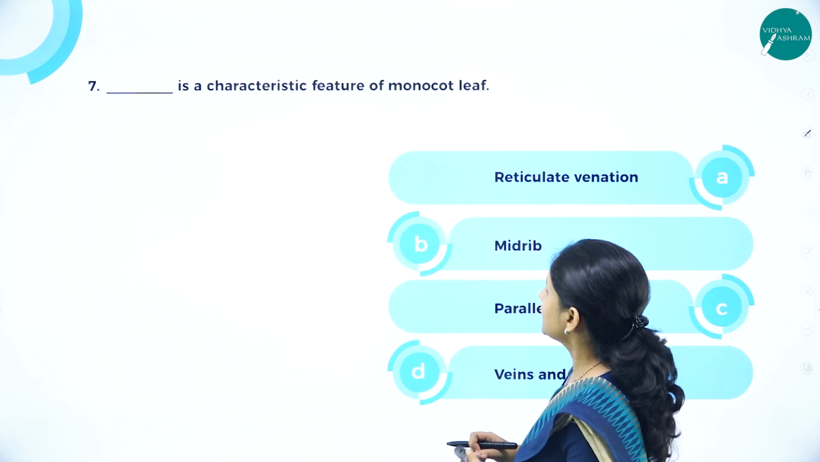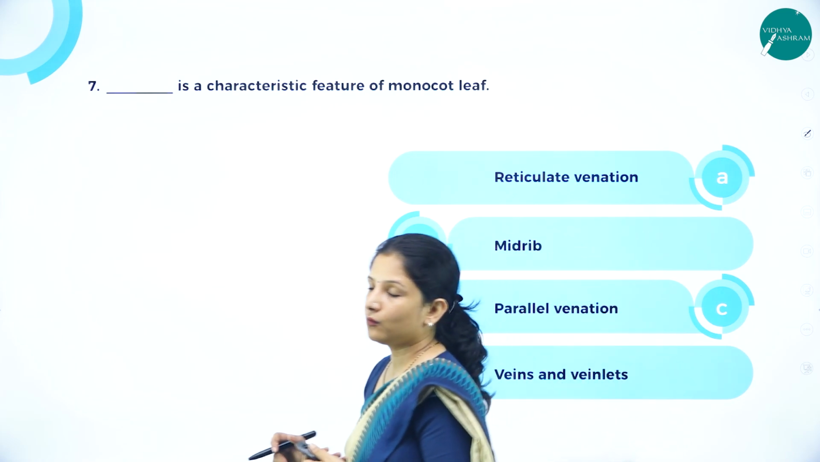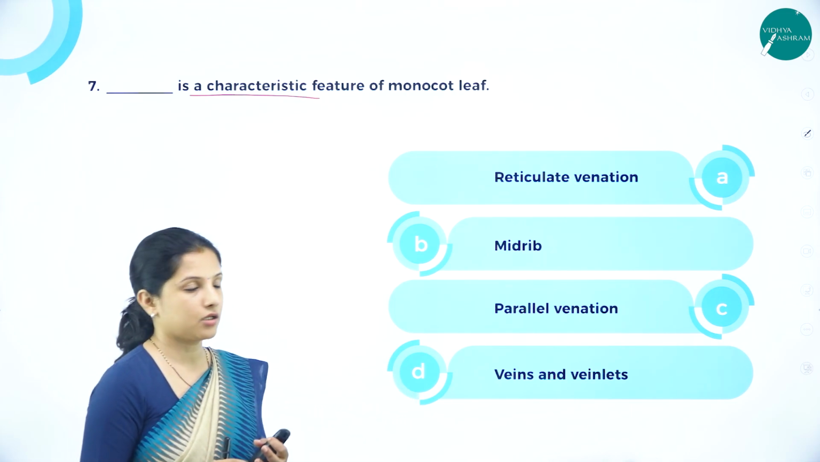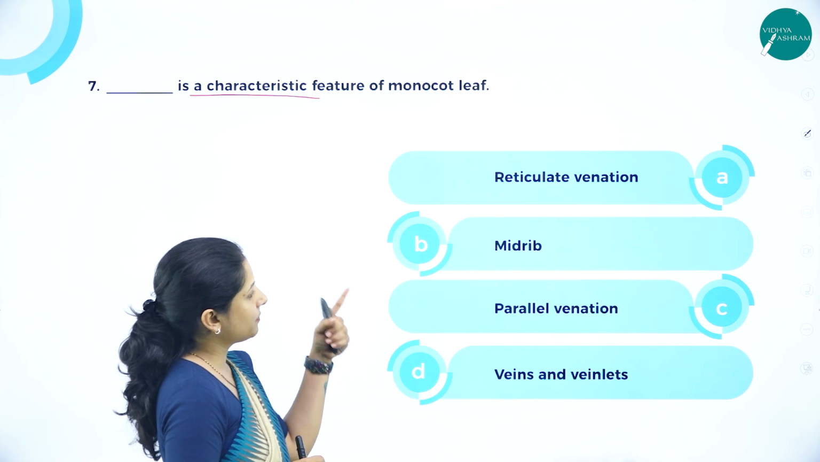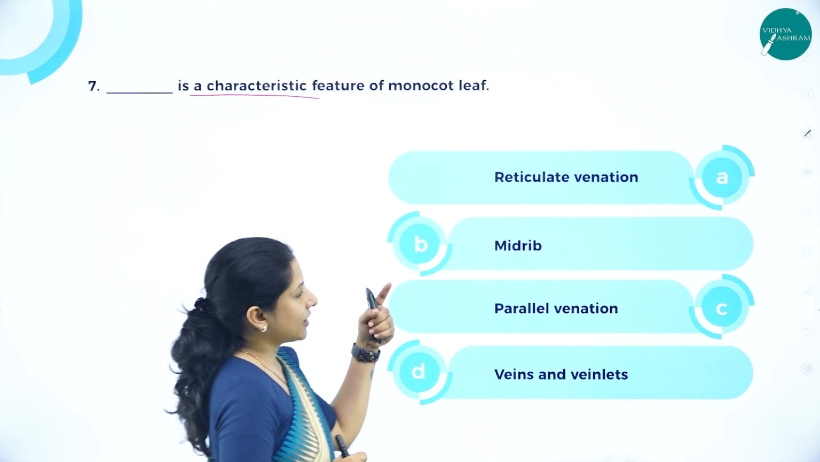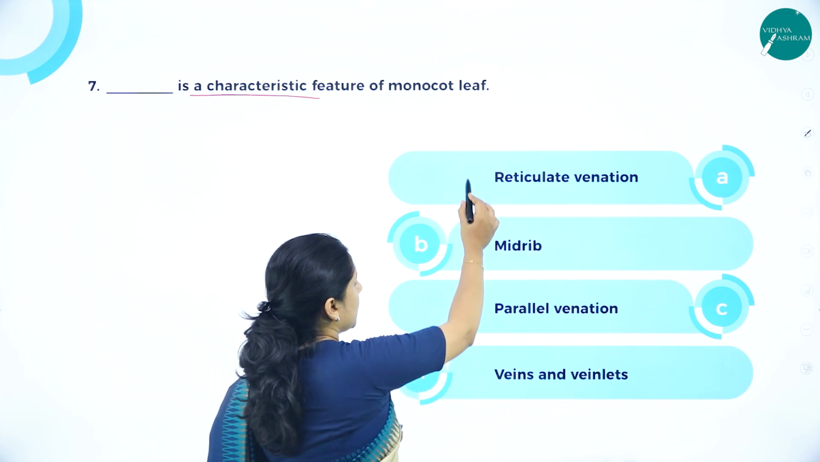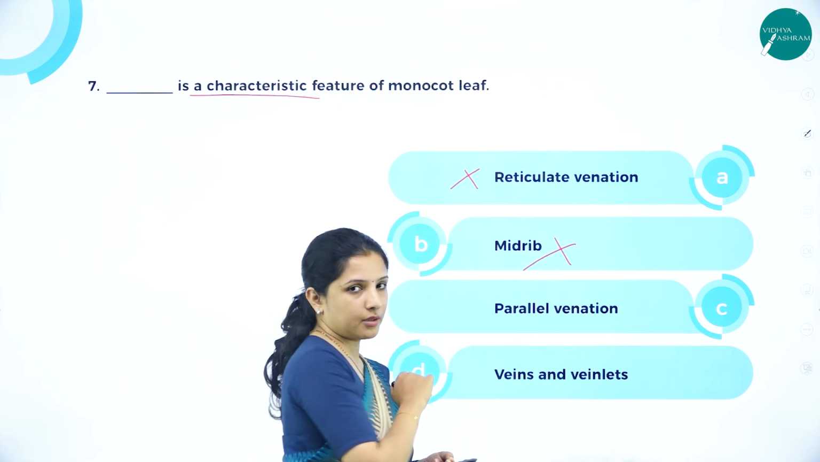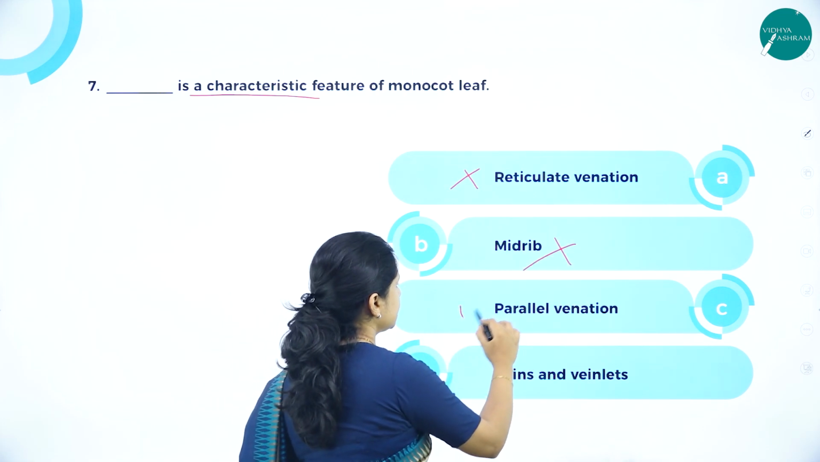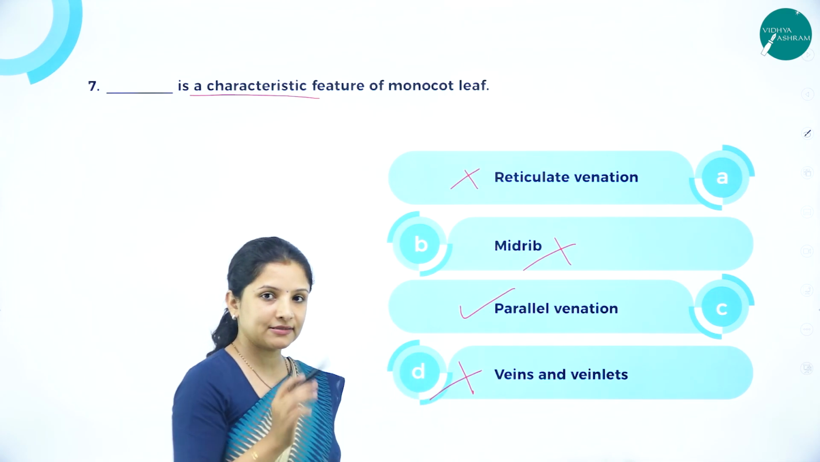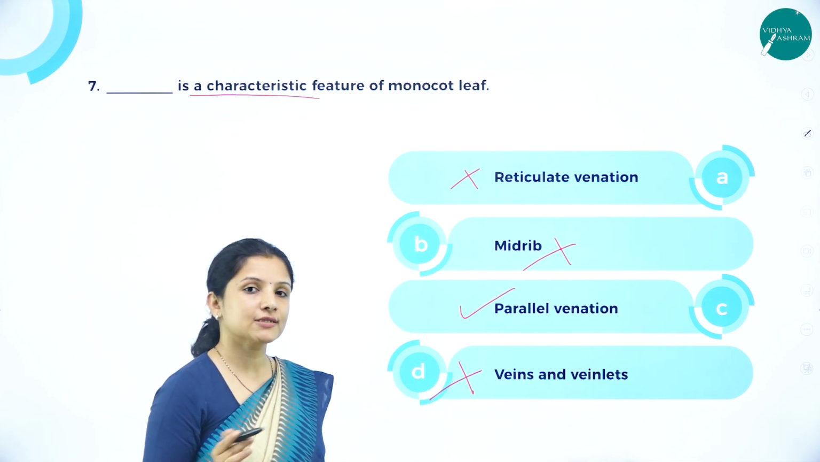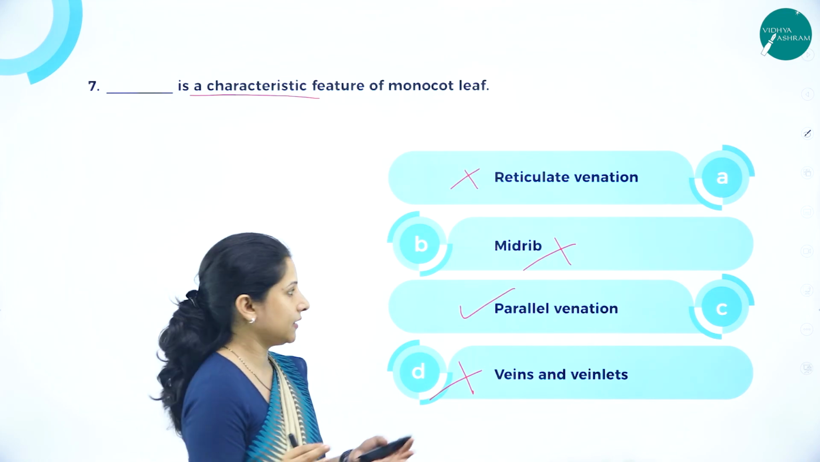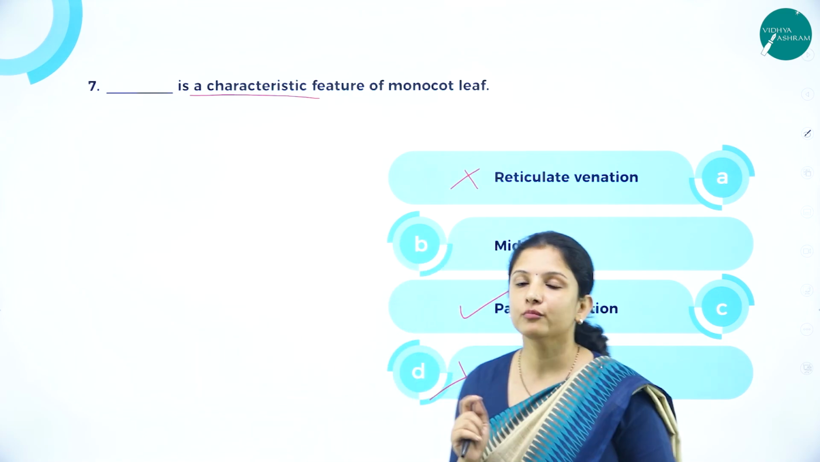Next question. Dash is a characteristic feature of monocot leaf. What is the question here? I have to find out which is a characteristic feature. So, reticulate venation, midrib, parallel venation, veins and veinlets. Reticulate venation, no, because it is found in dicot leaf. So, that's not the right answer. Midrib, they don't have a midrib. Parallel venation, yes. And it's not veins and veinlets because veins and veinlets are seen in reticulate venation, which is seen in dicot leaf. Now, what was my question? Dash is a characteristic of monocot leaf. So, parallel venation is a characteristic of monocot leaf.